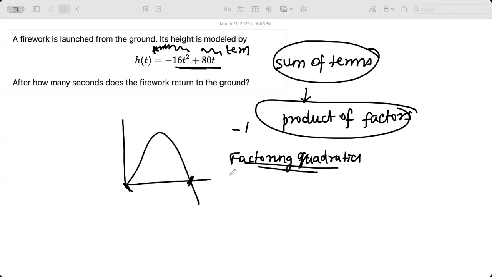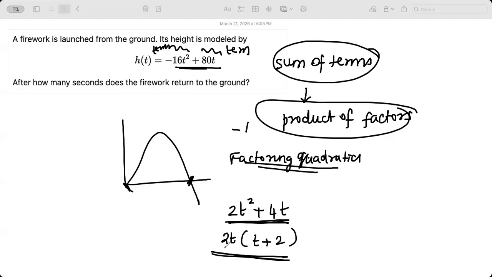Yeah. Now, suppose if they give you 2t square plus 4t, how to factorize this? This is a term, this is a term. Is there anything common between the two? 2t. Take it out as common. What will come inside? T plus 2. Good job. Do you see, sum of terms you expressed as product of factors, product of 2t and t plus 2. Did you get that? So this is how you do. This is called factoring. Very easy.